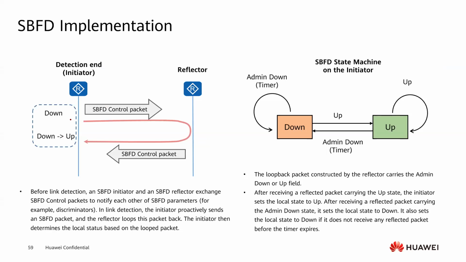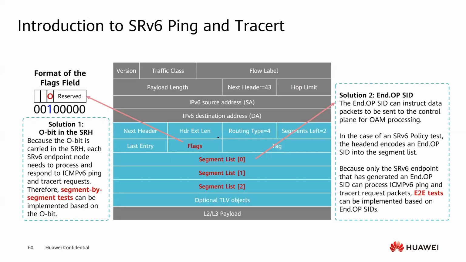So about this SBFD, I guess let's just pass. There's really not a lot of things to say, just a normal BFD. So another one is ping and trace route, which also will be widely used when you manage the SRv6 policy. So first, for the ping and the trace route, there will be two solutions for how to do the ping and trace route.